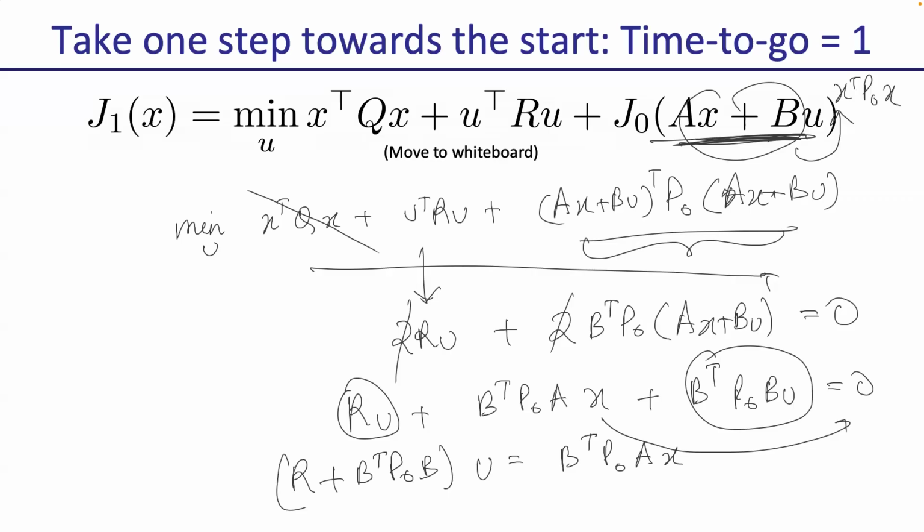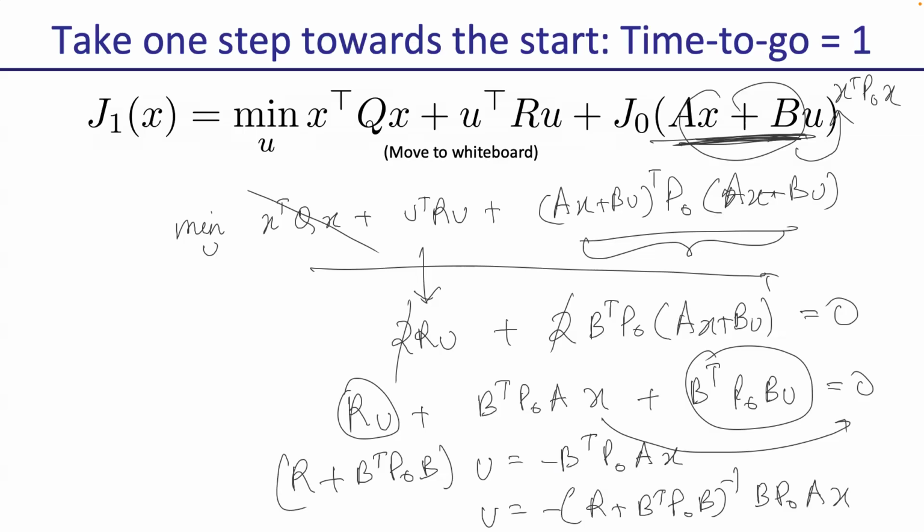You take the inverse, right? So you can show that U is equal to minus (R plus B transpose P naught B) inverse B transpose P naught AX. Sorry, good catch. I had a minus missing here.